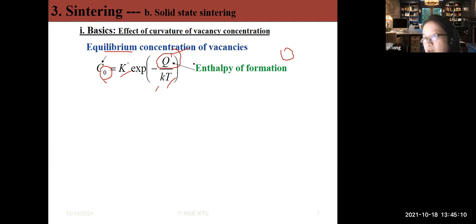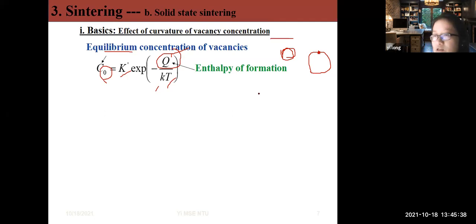So now I'm asking you. If I have a convex surface now, which means something like this, and I want to create a vacancy here, do you think I need to overcome higher NH, more NH, or less NH compared with a flat one? Can you type the answer here?